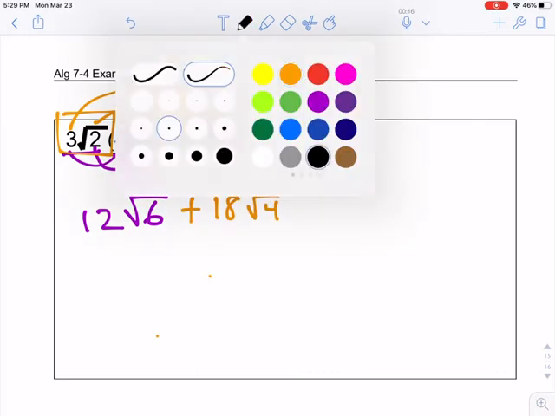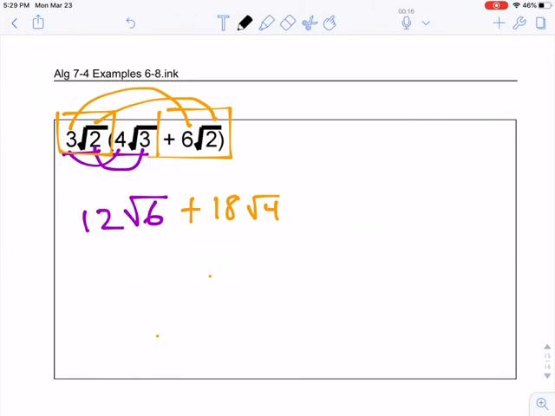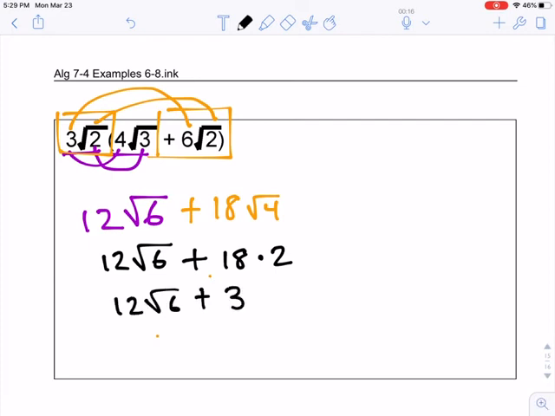All right, let's start simplifying these things if we can. 12 times the square root of 6 is pretty much as simplified as it's going to get. So we're going to leave that how it is. 18 times the square root of 4, however, look at the square root of 4. The square root of 4 is 2. So you wind up with 12 times the square root of 6 plus 36.